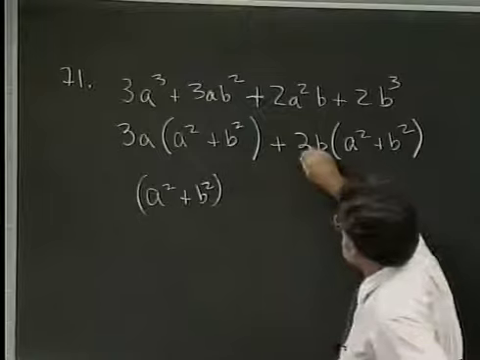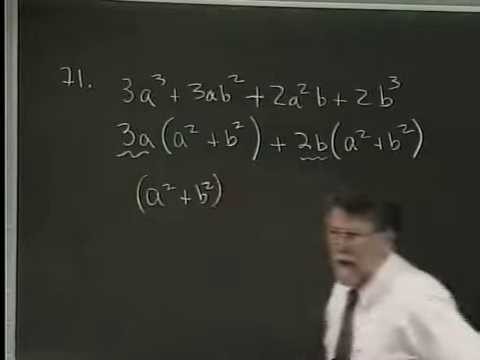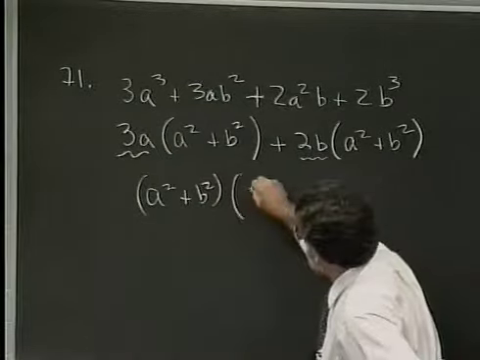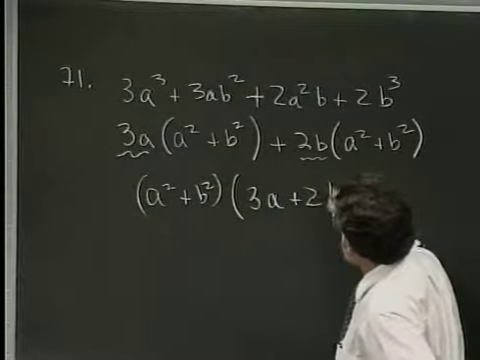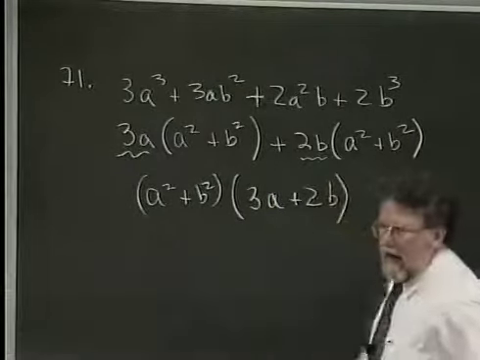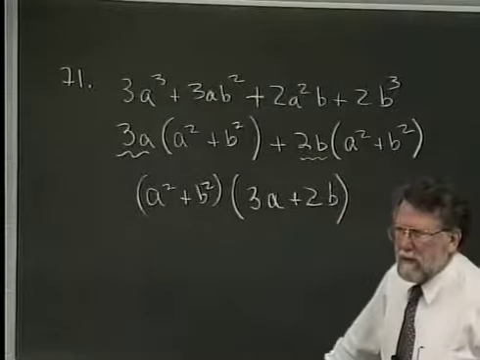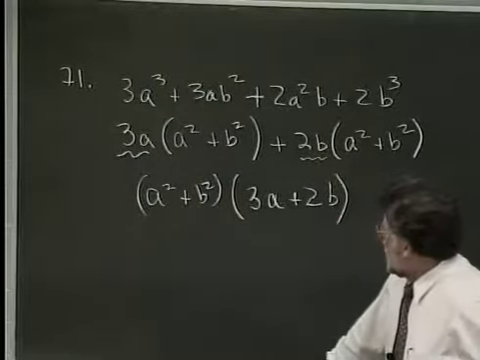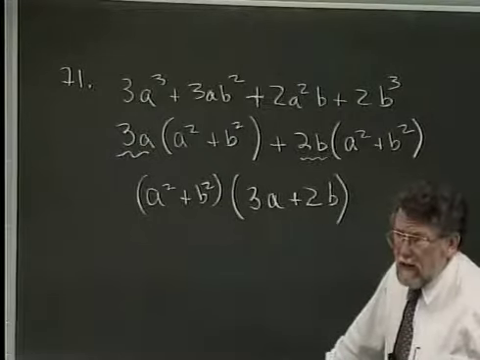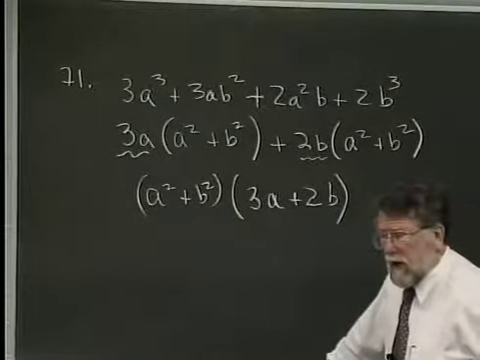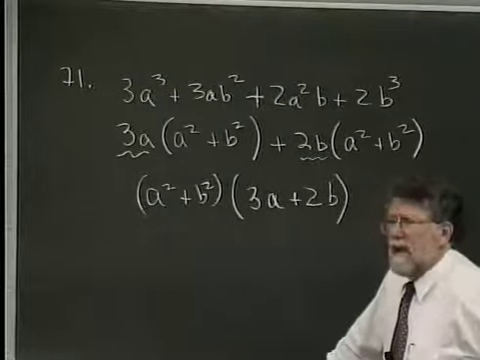And then what do you have left? You have the 3a and the 2b. So I then put the parentheses here and write the 3a and the 2b, and I have my product of binomials. Now, what's not clear at this point is whether the a squared plus b squared can be written as a product. It turns out that it cannot.